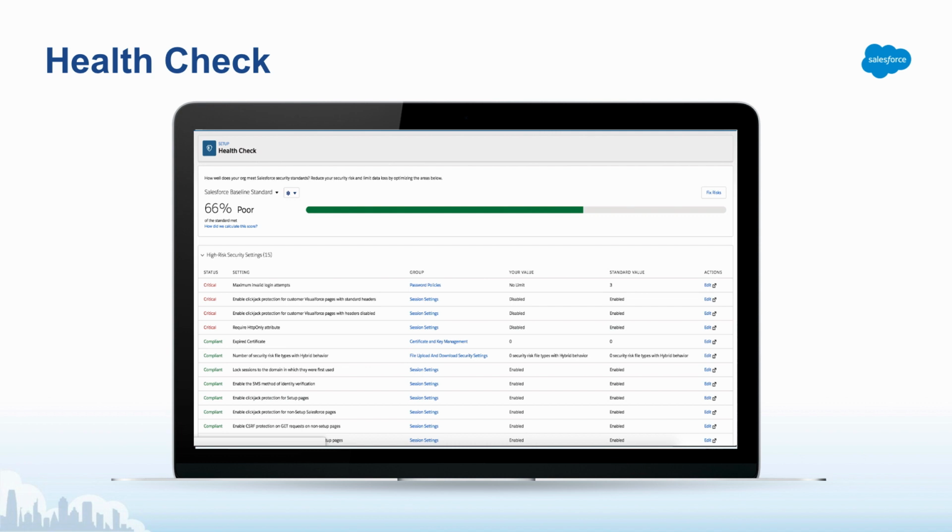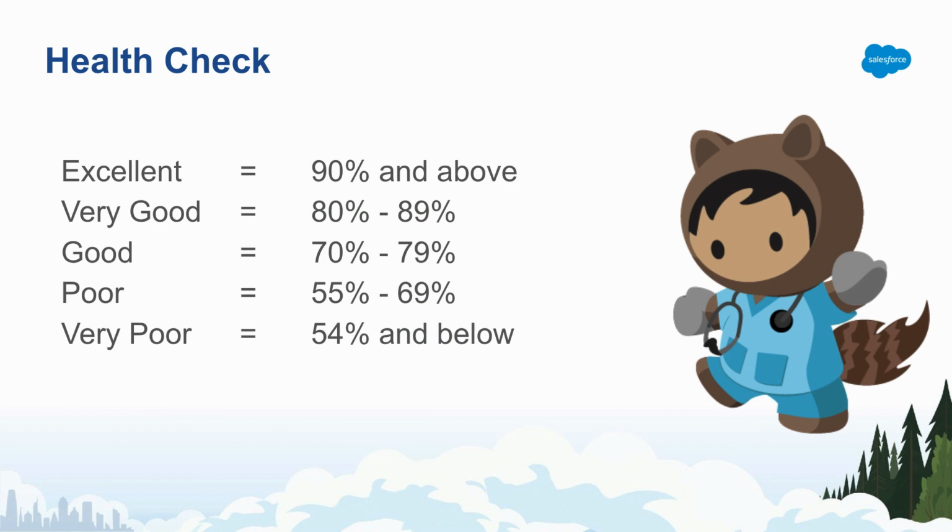How it looks is something like this. You can see your score, whether it's good or bad, and then you can see all the settings that are enabled. If they're not enabled, you can go to the edit section. It will take you where you can turn on the setting, and that is the way to turn on the setting and improve your score. So this is an example of how the score looks.